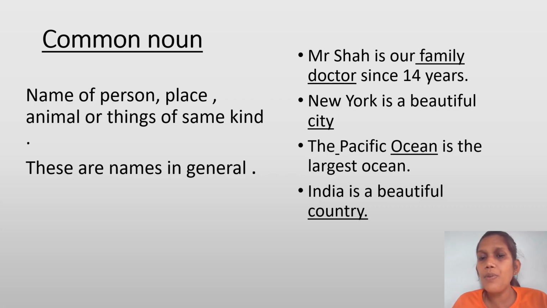Again, New York is a beautiful city. Here city is a common noun. Like this you need to understand in similar sentences. Any doubt? So New York is a beautiful city. Here New York would be a proper noun, but city is a common noun. The Pacific Ocean is the largest ocean. Again, ocean is the common noun. The proper noun would be Pacific. India is a beautiful country.